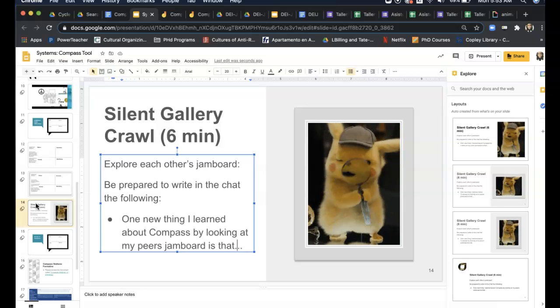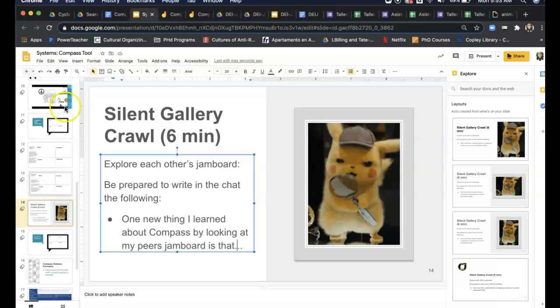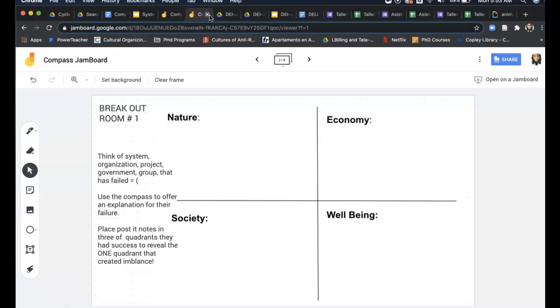Just introduce them to the concept and have them play around with it. That's it, in the breakout rooms using this Jamboard that I created. So again, the Jamboard is set up of eight different pages, 2 per breakout room, because you would put your kids into 4 breakout rooms.